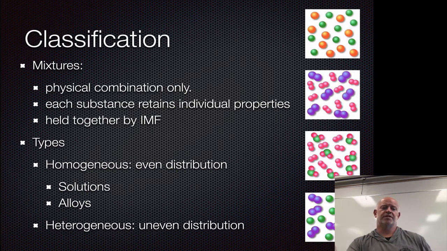Now, these mixtures, we have two types. We have homogeneous mixtures. Homogeneous means even distribution. The mixture happens in such a way that if you were to look at it, it looks like the same thing throughout. Let's take, for example, Kool-Aid. Whatever color Kool-Aid you like, looking at it with just your naked eyes, you would think, oh, that's one thing. It's a red liquid.